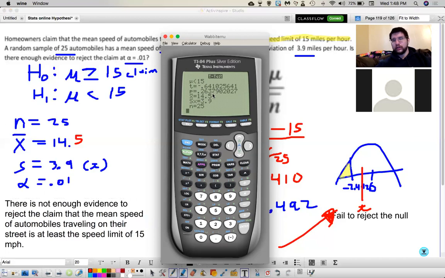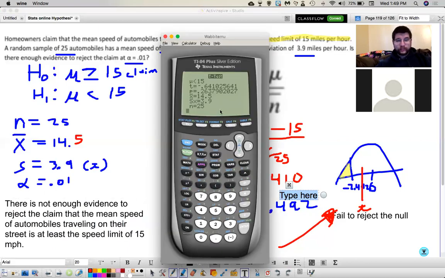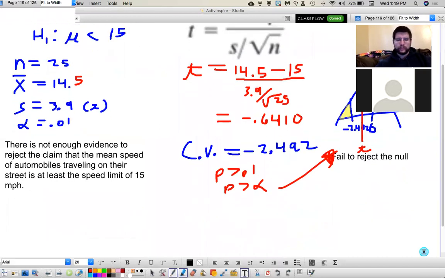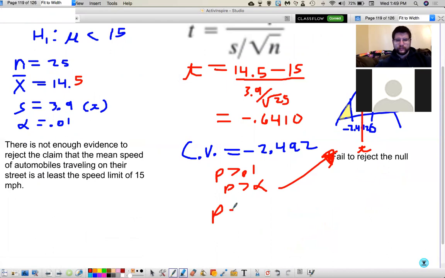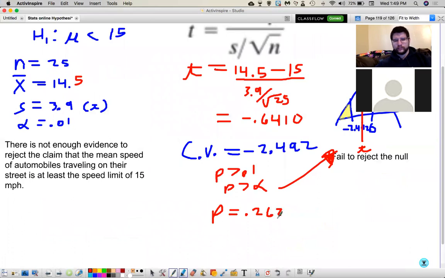If you're using a chart, you can't get this p-value from the chart. You can't get that accurate. However, we can say that p is greater than 0.1. That's what we established. And if you look at it, 0.26 is definitely greater than 0.1. So yeah, we're not wrong. So TI users, you actually put the p-value 0.2638. And that's definitely bigger than 0.01. So yeah, we're good. Fail to reject the null, not enough evidence to reject the claim. That's it for the t-test here. Let's see what we got coming up next.